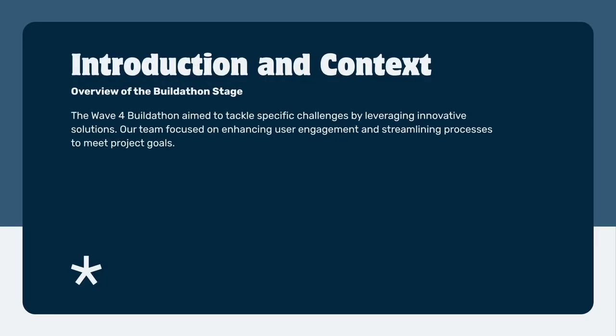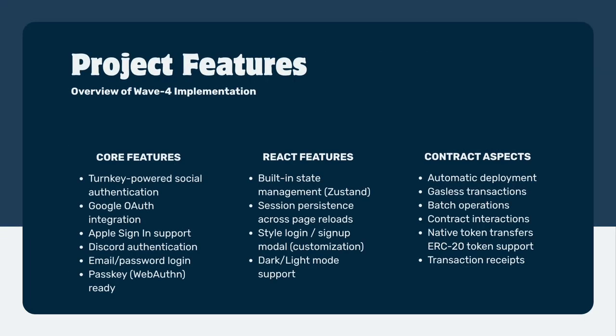For Wave 3, we successfully implemented the CLI for our BlockDAG SDK, and for Wave 4, we looked into how we can expand it and build a React expansion for it. For Wave 4, what we have successfully implemented was, one, Turnkey-powered social authentication, which includes Google Auth integration, Apple sign-in support, Discord authentication, and email and password login, so all the basics of social login.